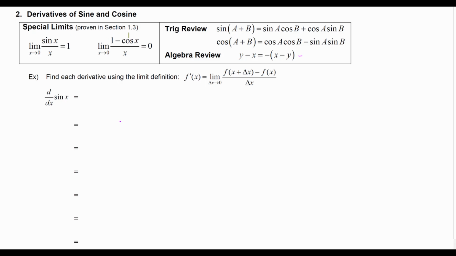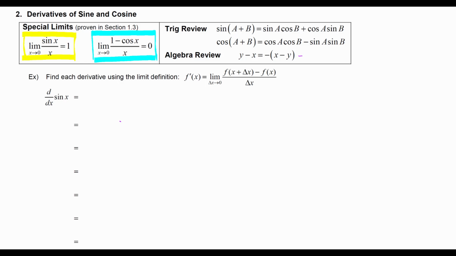We call the limit as x approaches 0 of sine x over x is equal to 1. The limit as x approaches 0 of 1 minus cosine x over x equals 0. And we also need our trig knowledge here.